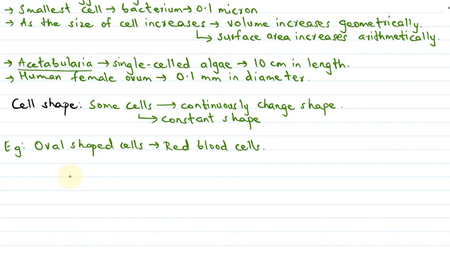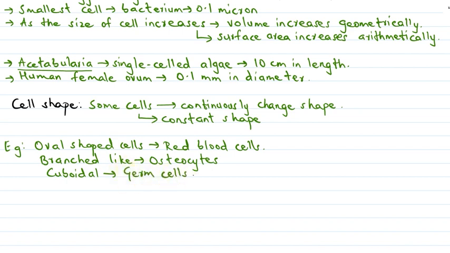Then some cells could be branched-like, for example, osteocytes. Then cuboidal shaped cells are present. For example, the germ cells are cuboidal cells. Then there are elongated cells, for example, nerve cells. Nerve cells are elongated. Then there are spindle-shaped cells.